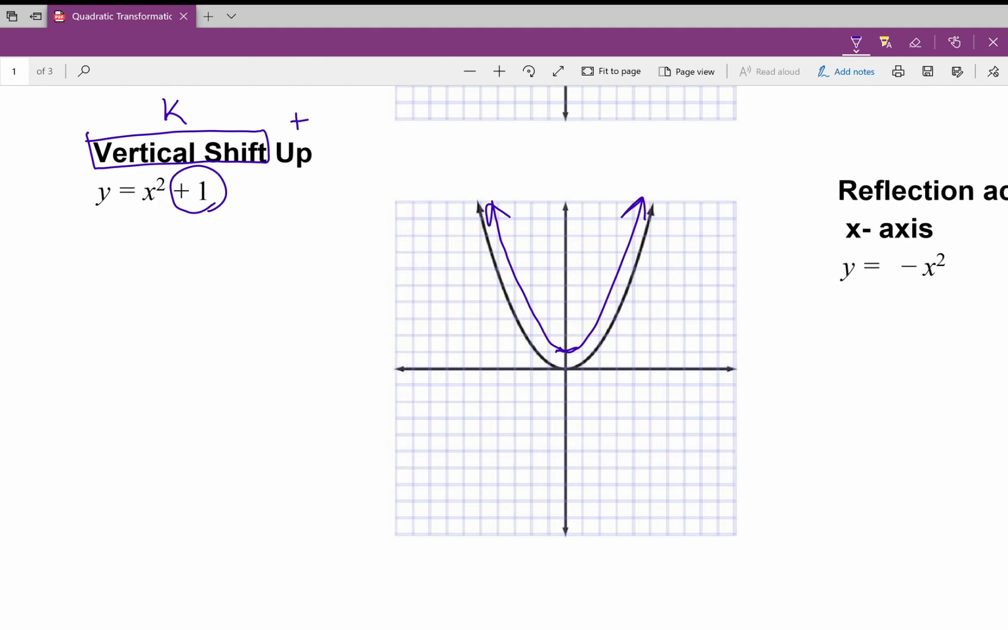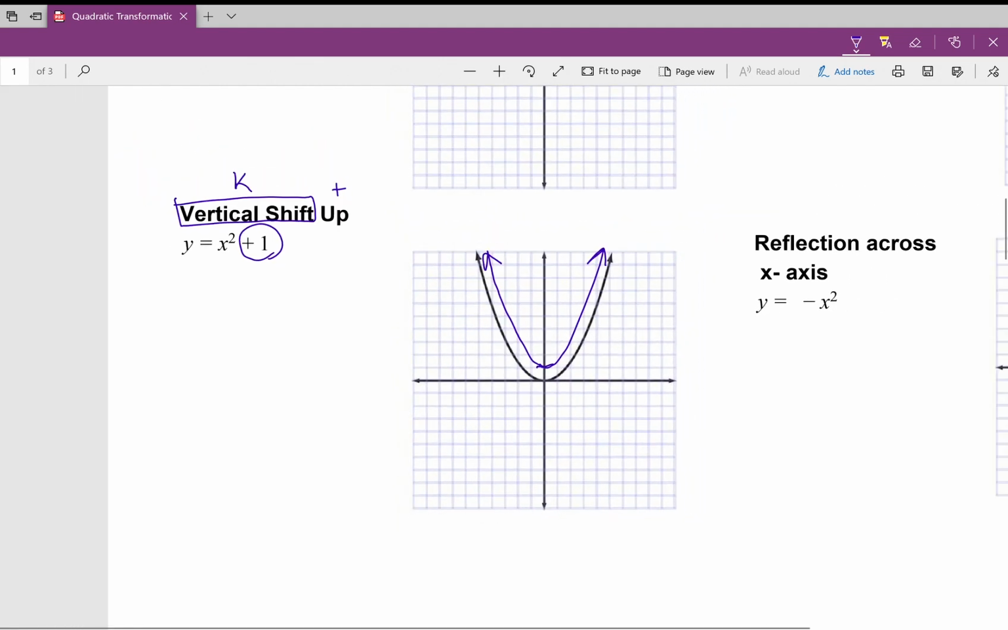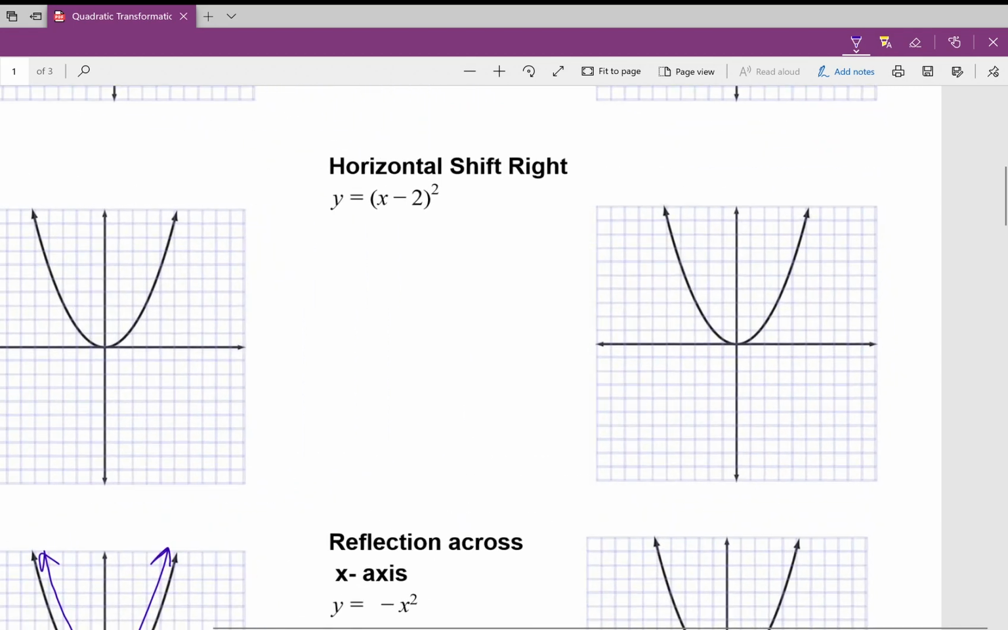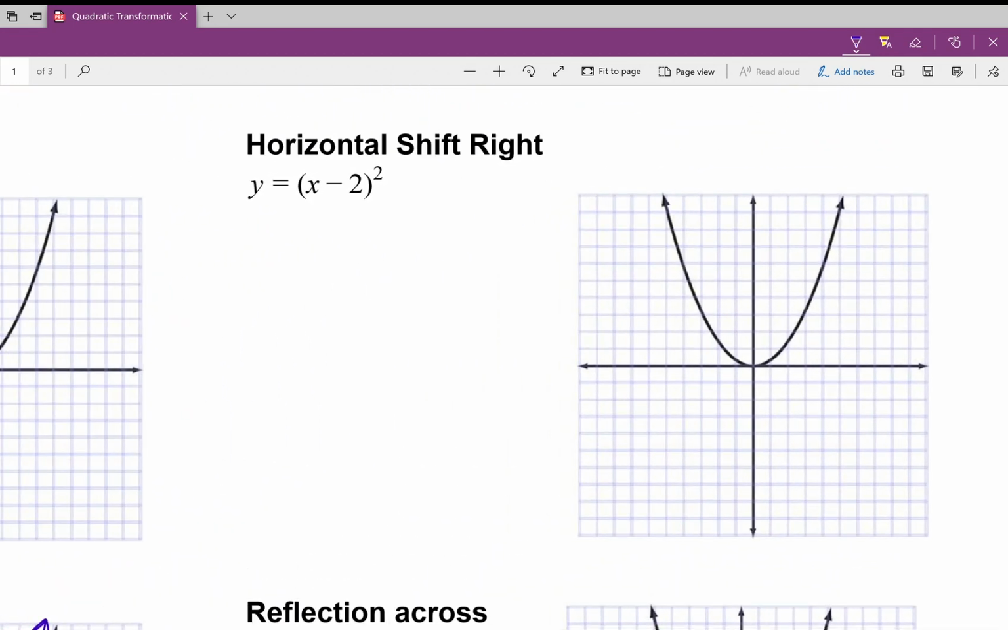Now let's look for horizontal shift right. Let's look at that one first. Horizontal shift right. Remember, horizontal shift is our h value, and then it's always opposite, so right means it's going to be a minus sign. We see that right here with that -2 inside the parentheses. So that -2 is telling us that our graph is going to move to the right 2. So 1, 2, so right here.